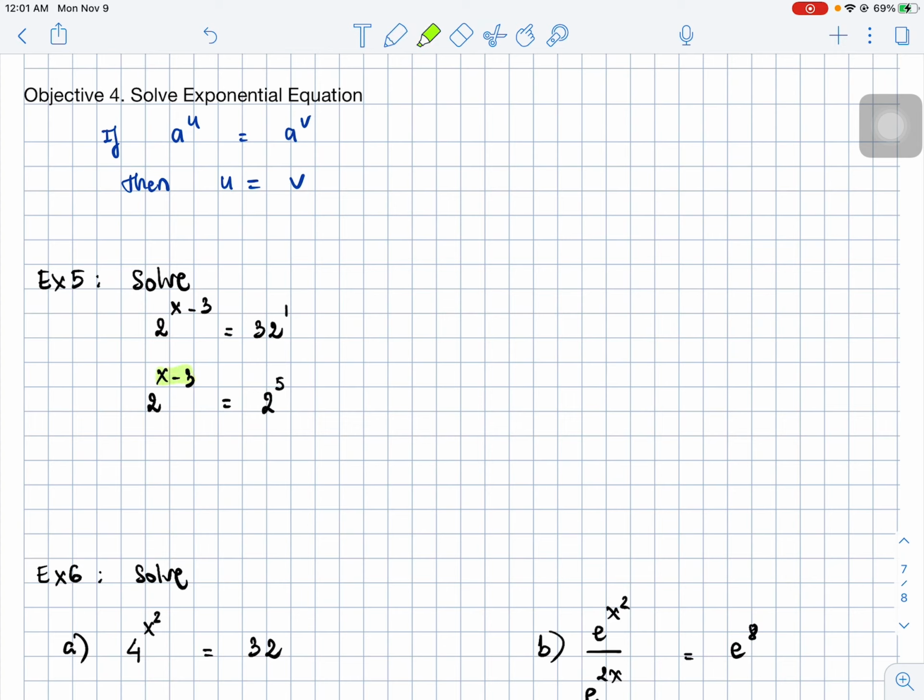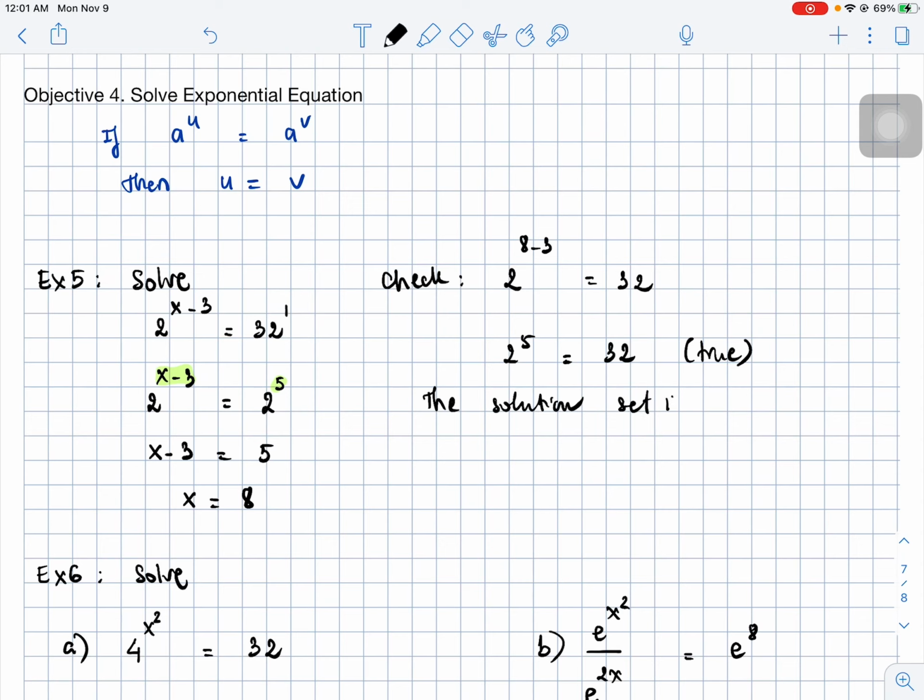Now we have the same base, 2 and 2, for the left-hand side and right-hand side, so we equal the exponents. So x minus 3 equals 5. We add 3 to both sides, then x equals 8. To check, we have 2 to the 8 minus 3 equals 32. So 2 to the 5th power equals 32. We got a true statement. So the solution set is 8.